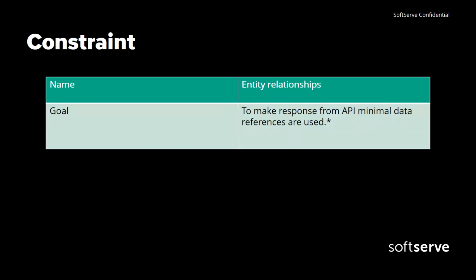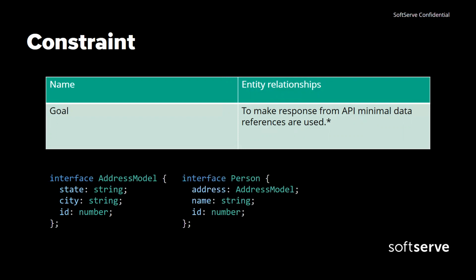Great. And we have a constraint in addition to the only use case we have. To make all the responses lightweight, the API we fetch data from uses references. What is a reference? Let's imagine that we have interface address model which contains ID, city, and state name. And we have another model called person, which contains ID, name, and address. And here address is a nested model.